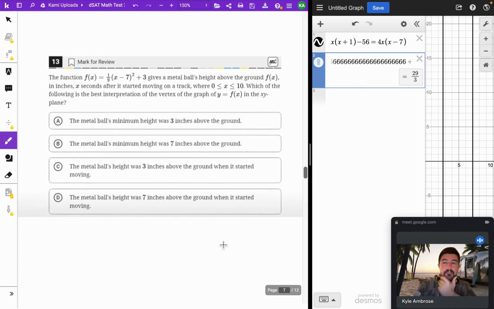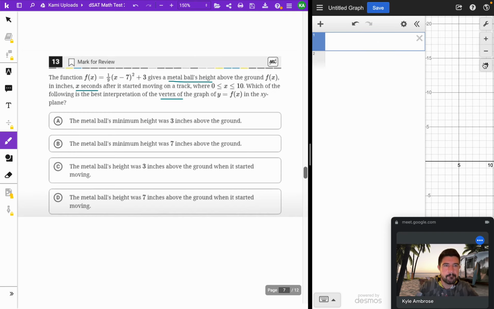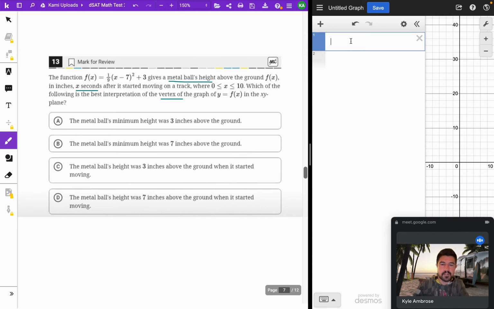We have a function here, 1/9 times (x minus 7) squared plus 3, and it says that it gives the metal ball's height above the ground, x seconds after it starts moving on a track, and x is between 0 and 10 seconds. Which of the following is the best interpretation of the vertex? So let's go to Desmos. Put in this equation. I'm just going to put the right side. The f of x isn't going to matter here.